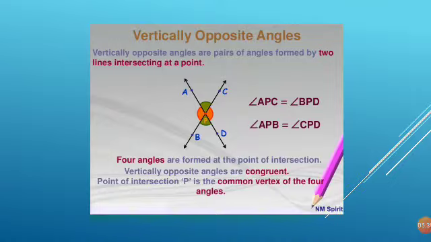Vertically opposite angles are congruent. Congruent means equal. The point of intersection P is the common vertex of the four angles. All these angles are equal, which is called vertically opposite angles. So APB and CPD, and next APC and BPD, are vertically opposite angles. Do you understand?